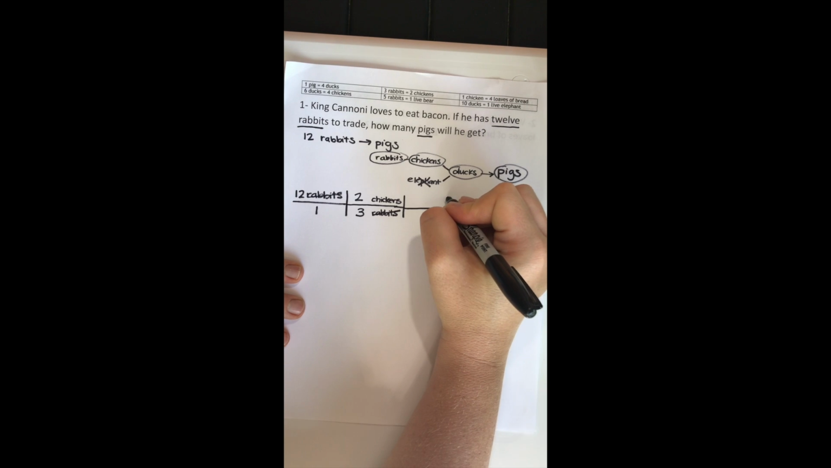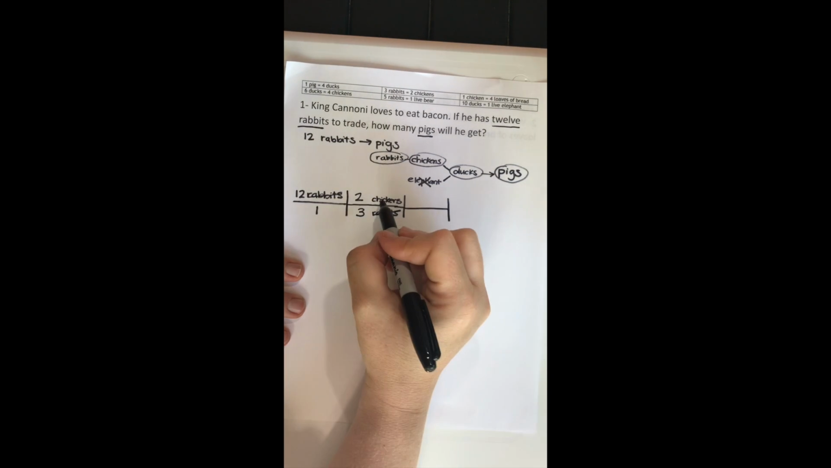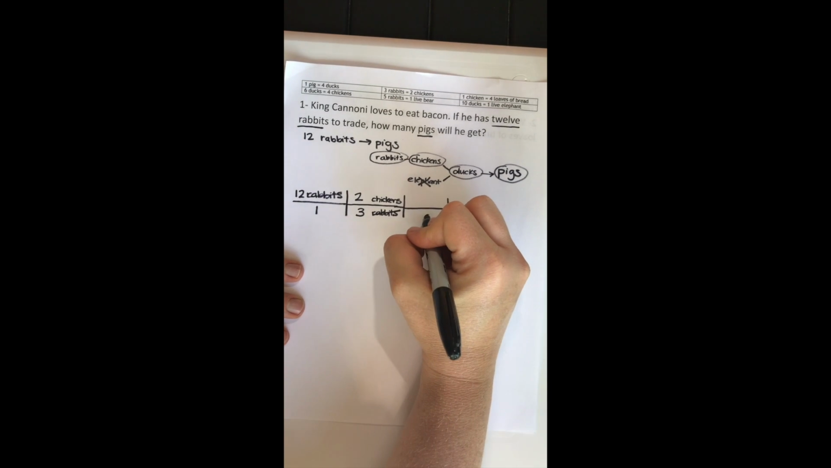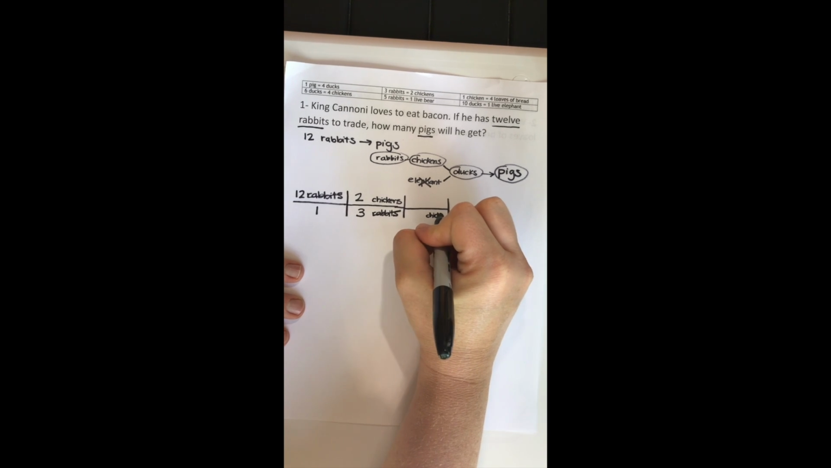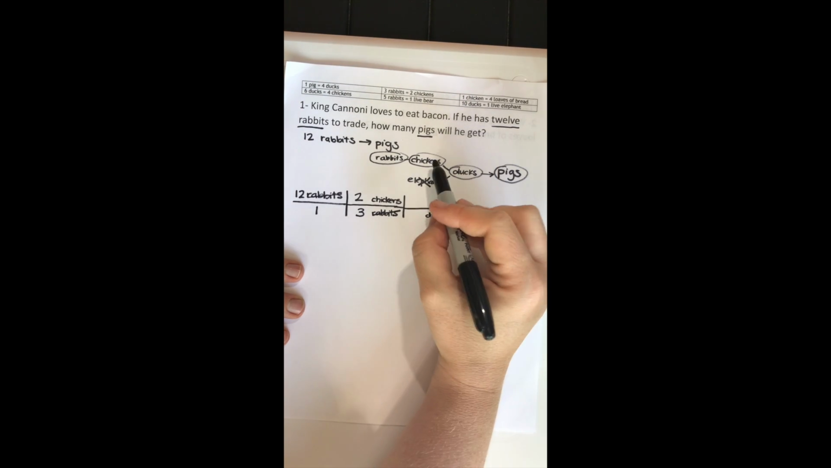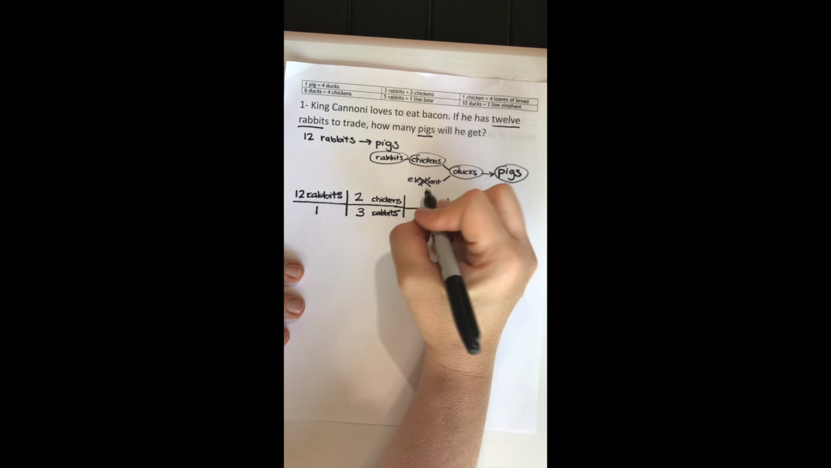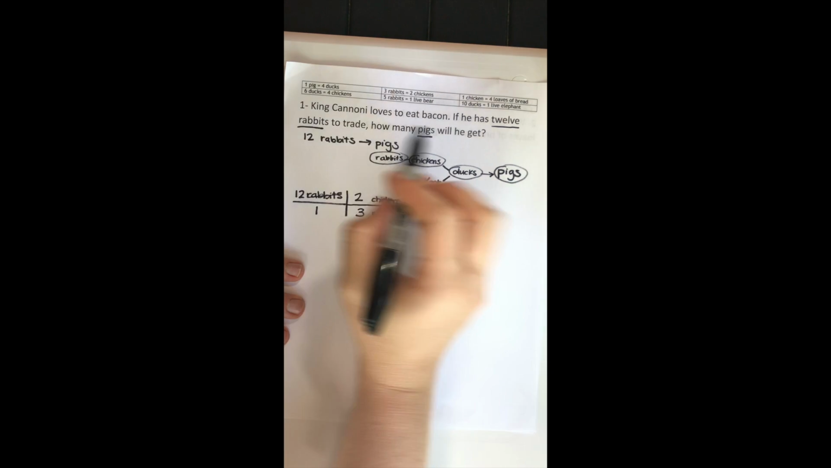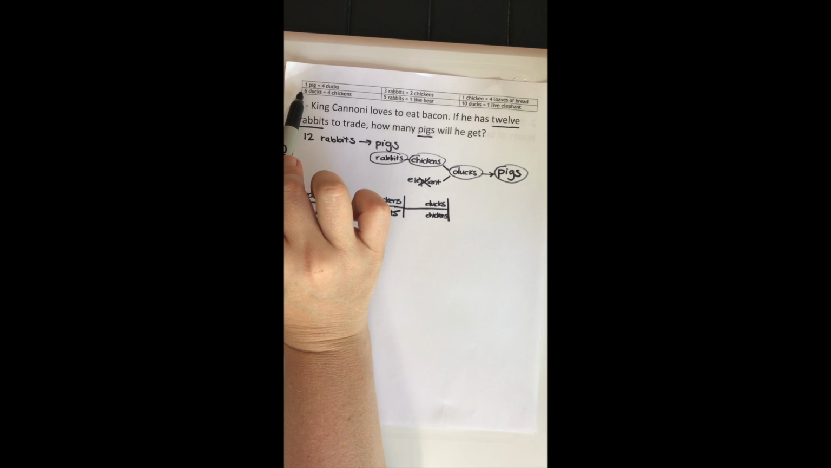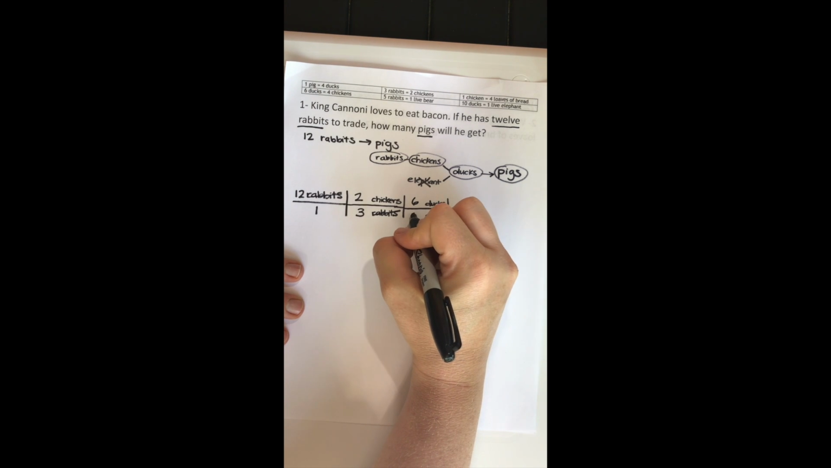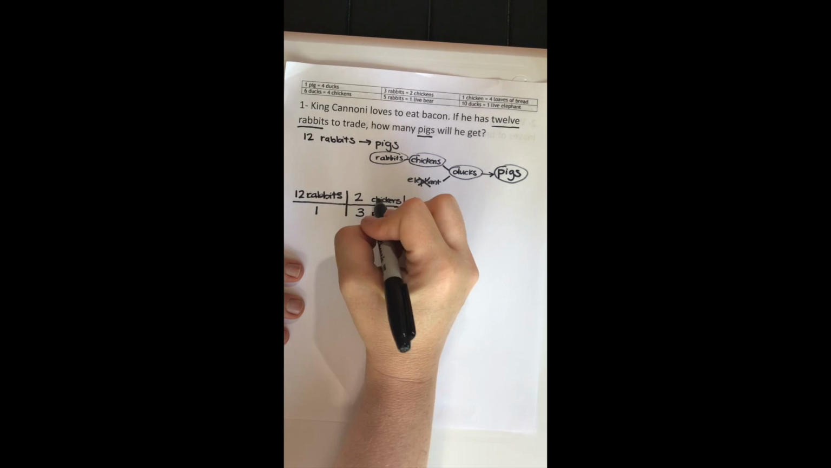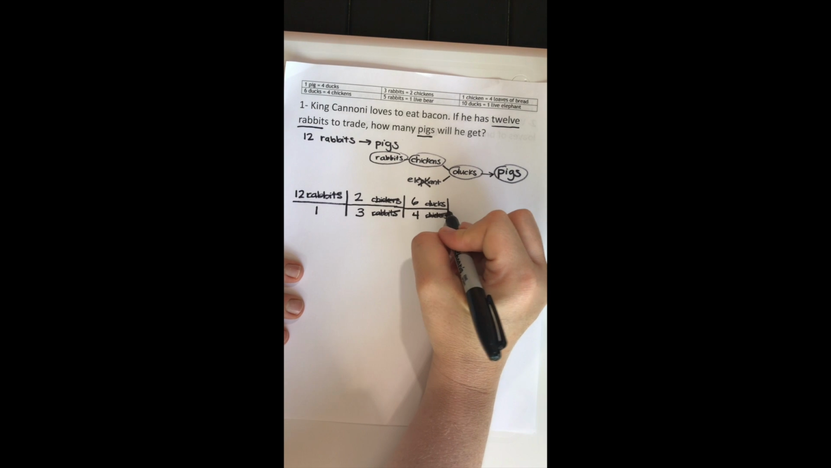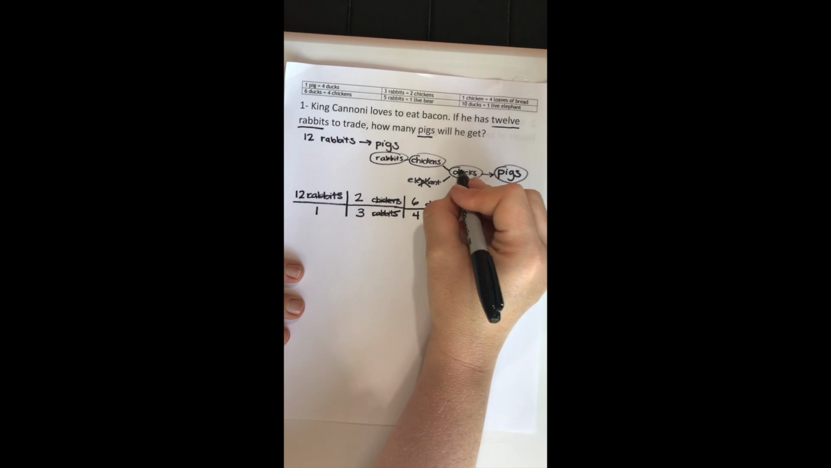So this time, I'm going to do the same thing. I have chickens on top. That means that whatever I'm converting to, I need chickens on bottom. This time I said I was going from chickens to ducks. So that tells me that ducks are going on top. When I look at my conversion factor, it tells me that 6 ducks is equal to 4 chickens. All right, my chickens are going to cancel out. Now I have ducks. One more step to go.